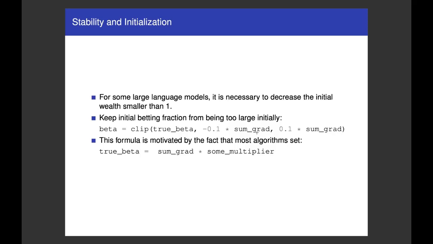This 0.1 times sum of the gradients is motivated by the fact that usually the true beta value is set to be sum of the gradients times some multiplier in a lot of these algorithms. That's what it ends up being. It turns out that this multiplier, if you just look at what you expect it to end up being as the algorithm progresses, you expect it to be kind of small. And so what this is saying is that don't even bother doing sum of the gradients times something large, because you're going to end up with something small anyway. This is probably not the right final beta if you're just doing sum of the gradients times, say, 1, something like that.